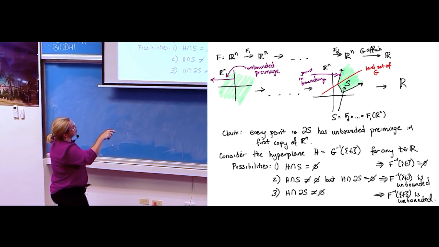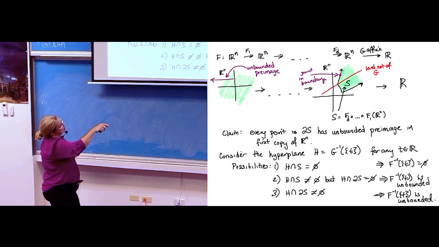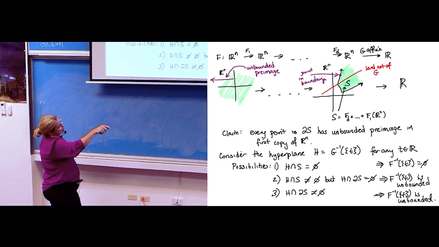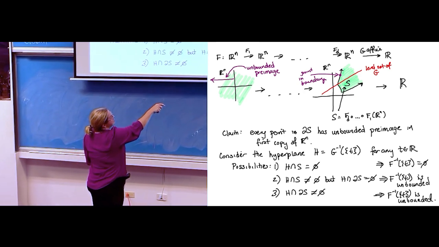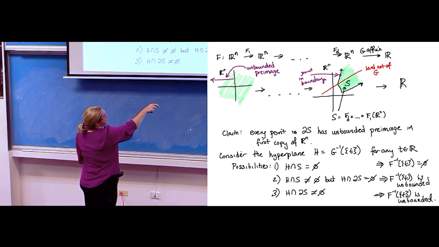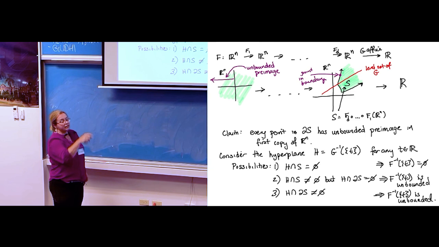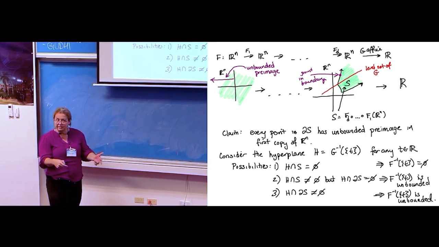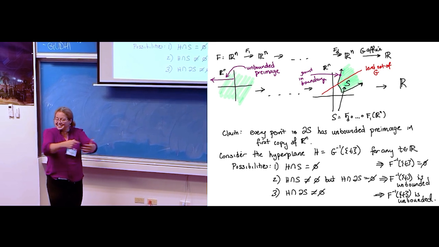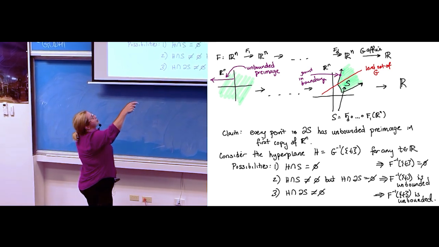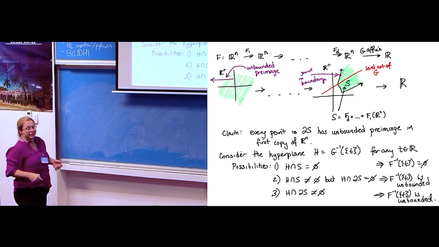The second case is that H does hit S, like in this picture, but it does not hit the boundary of S. This is the topological boundary of S. That intersection is empty. So what's that saying? Well, H is a hyperplane. If it hits the set but never hits the boundary of the set, that means the intersection is unbounded. And so if you pull that whole unbounded thing back, you get something unbounded.